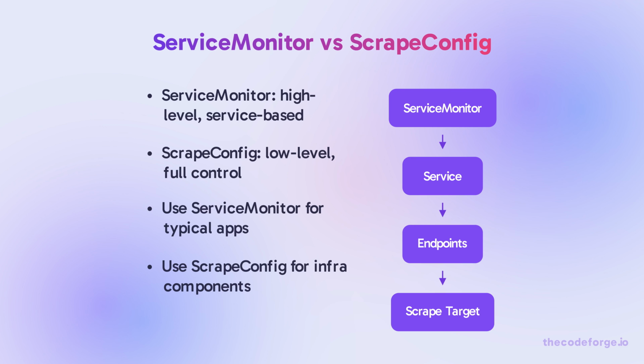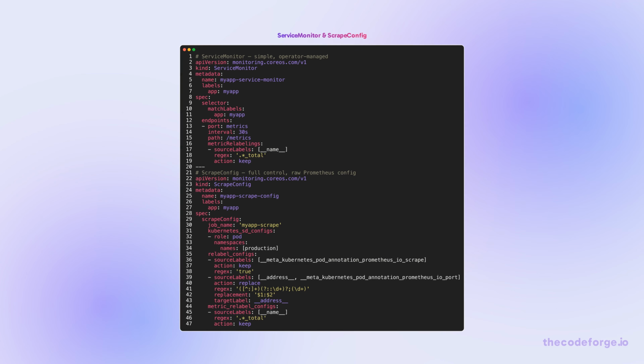When using the operator, you can define scrape targets with ServiceMonitor or ScrapeConfig. ServiceMonitor is simpler. It targets a service, and the operator handles pod IPs. ScrapeConfig gives you full Prometheus config syntax for complex scenarios. Here are both CRDs side by side. The ServiceMonitor selects a service by label and defines an endpoint. The ScrapeConfig uses pod-level discovery with custom relabeling, giving you full control over the scrape configuration.